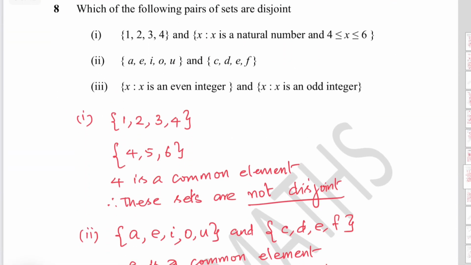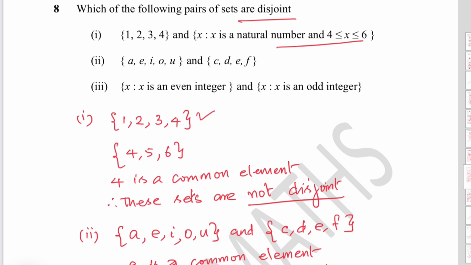And question number 8. Which of the following pairs of sets are disjoint? Disjoint means A intersection B is empty. There is no element in common. If two sets have no element in common, then we call them disjoint sets. So the first question: set A is {1, 2, 3, 4} and the second set is {x : x is a natural number and 4 ≤ x ≤ 6}. We have to check whether these are disjoint sets or not.